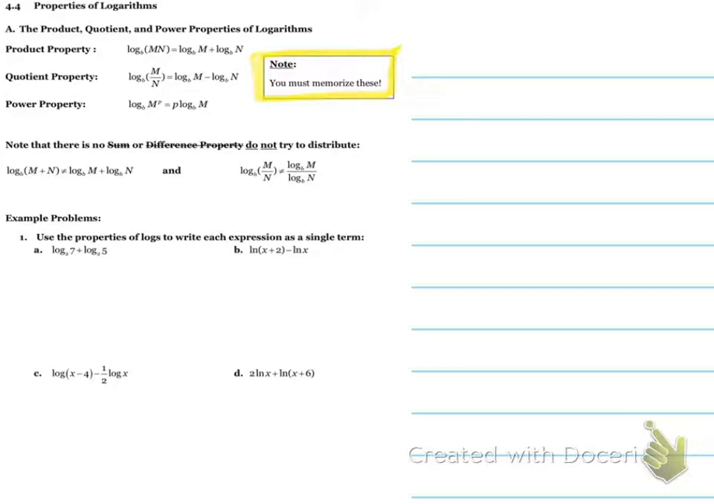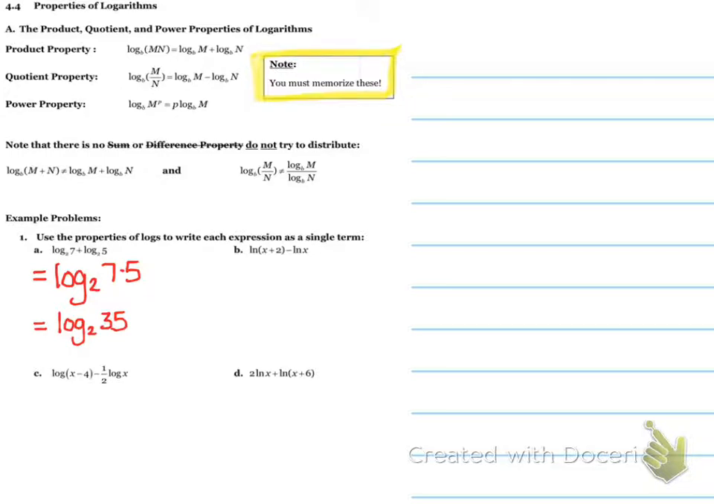Okay, so if we look at these example problems, the first one is an addition, two logs being added together, which follows the product property. So we're going to write them as a multiplication problem. So we have log base 2 of 7 times 5. And when you can simplify, we want you to. So that turns into log base 2 of 35, and that's our final answer.